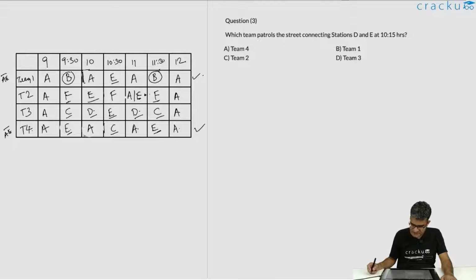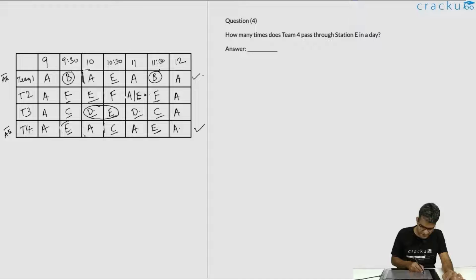Which team patrols the street connecting D and E at 10:15? That has to be team 3. It is going from D to E between 10 and 10:30. So this has to be team 3. How many times does team 4 pass through station E in a day? Team 4 passes through E once and twice.